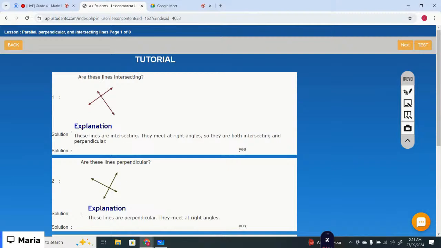Are these lines intersecting lines? Intersecting lines are the ones that meet at one point, right? So they are intersecting lines, and when they meet, they make a 90-degree angle. So they are intersecting and perpendicular.